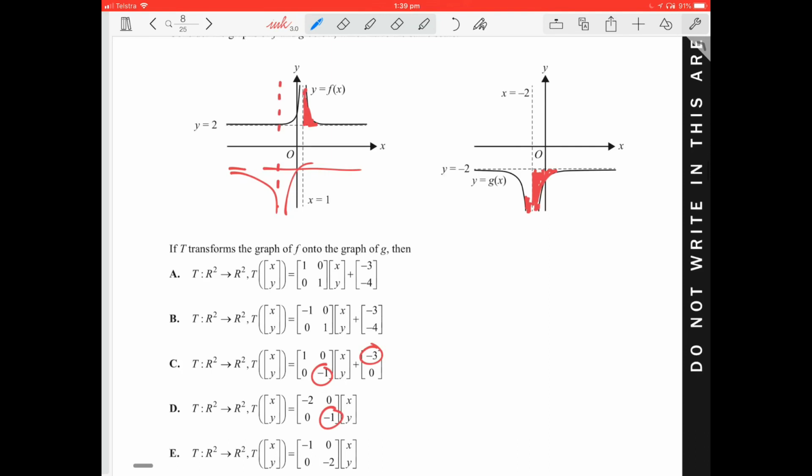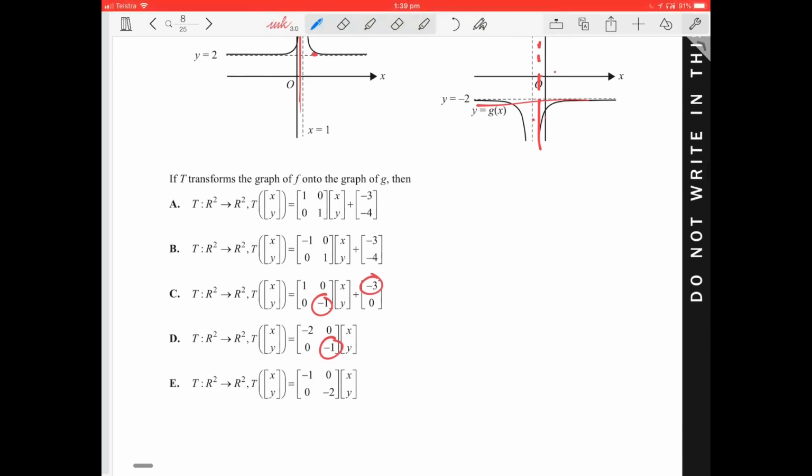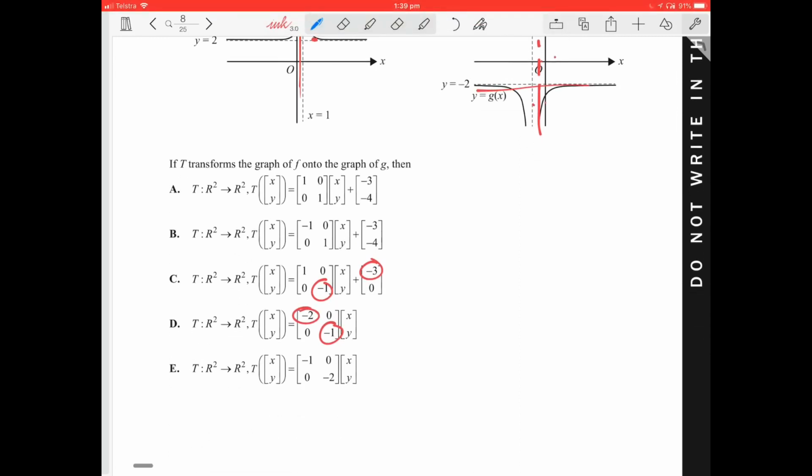Hang on. Could they have done, if you reflect it in the y-axis, because it looks like it's further away, so it wouldn't make sense. So if you reflect it in the y-axis, that would be the same. So you reflect it across, then reflect it in the x-axis, and then if you dilate it by 2 from the y-axis, which is this one here.